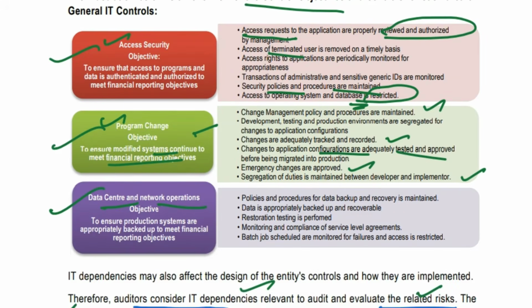Next, data center and network operations. Here, restoration testing is performed. First of all, testing, policies and procedures for the data backup and recovery are maintained. Here it is a data center, to ensure that the production systems are appropriately backed up. Whether the production systems are backed up, you have to write everything about the backup in this point. Recovery is maintained or not. Whether it is monitored or not, data is appropriately backed up and recoverable. Monitoring the compliance of the service level agreements, etc.